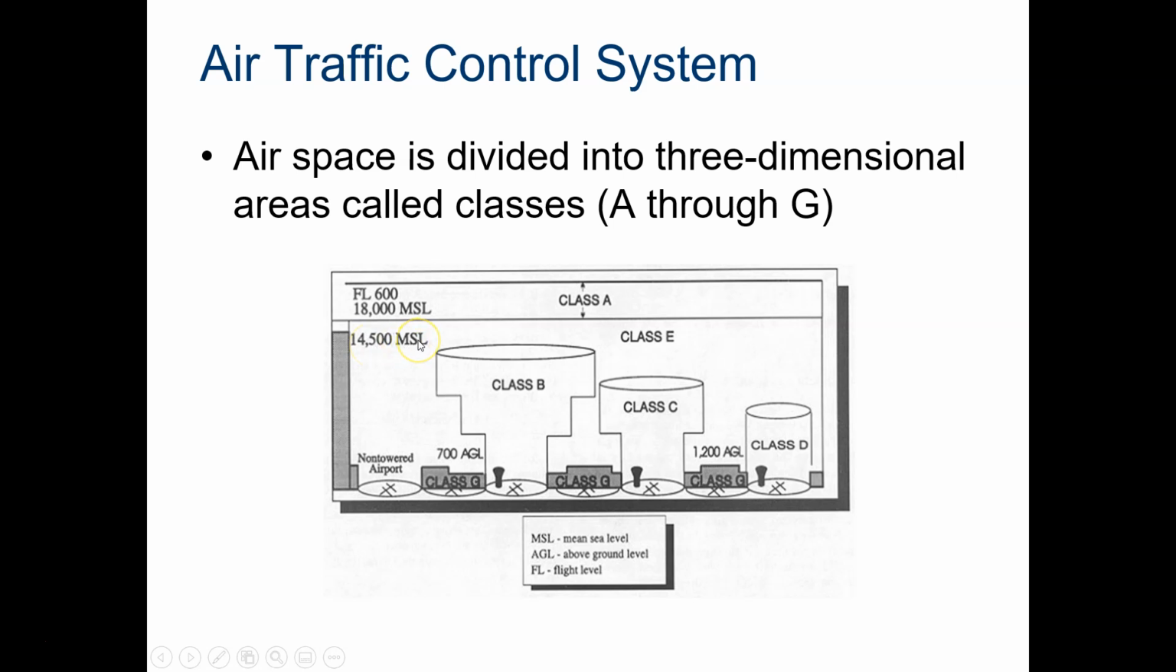14,500 feet. MSL is above sea level, right? So Class A airspace is above that. It's from 600 to 18,000. You can see how Class B airspace goes up to a certain level, and then it gets wider, and it goes up and it gets wider. And so this is the diameter at an airport.